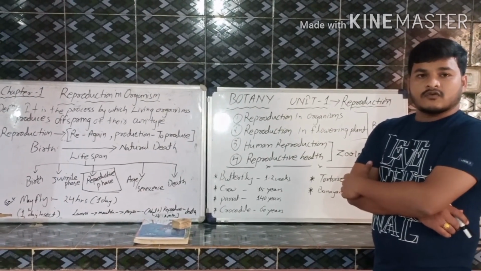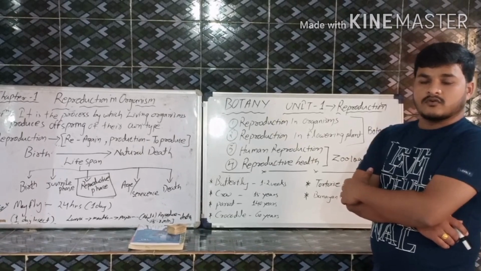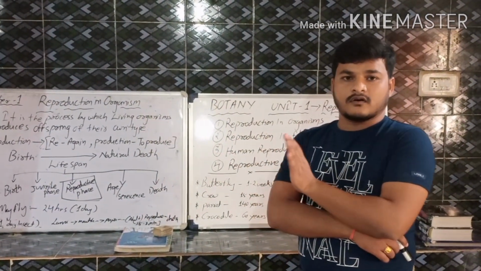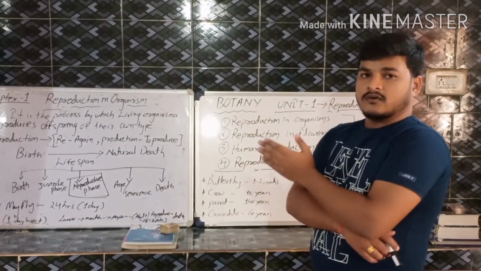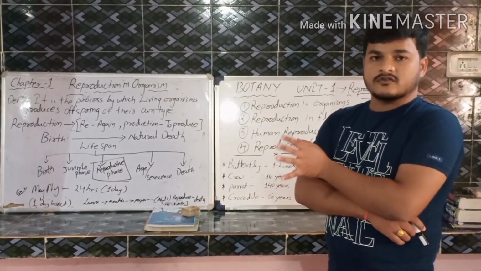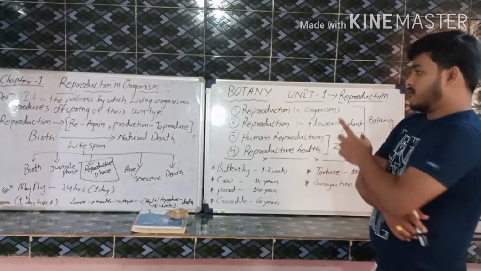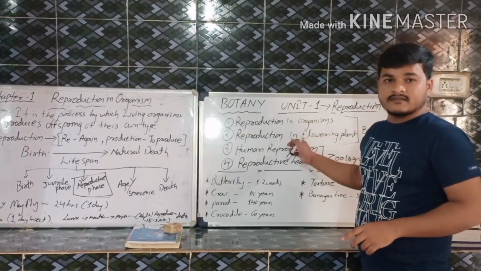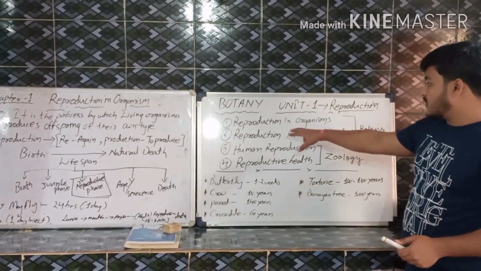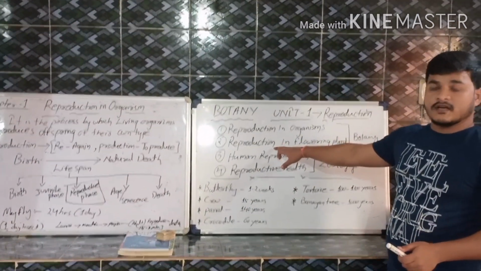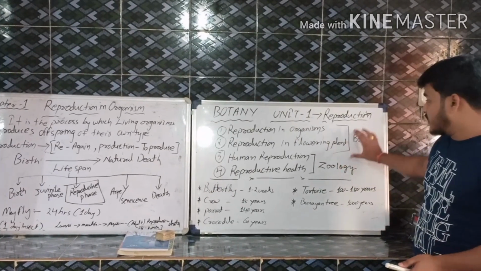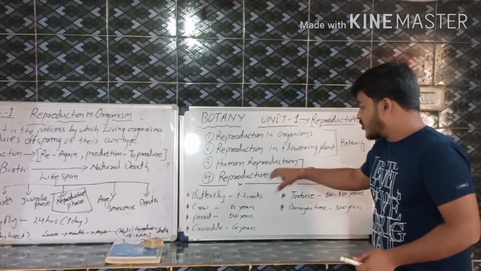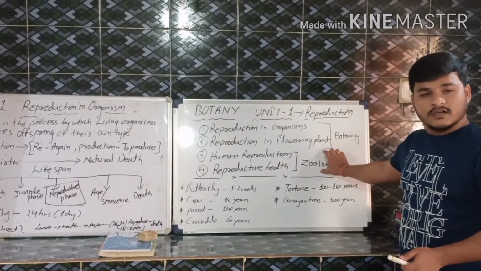According to your NCERT book, for students following the NCERT book, the unit is chapter number 6, which consists of only 4 chapters in the reproduction unit. The first 2 are in botany and the second 2 are in zoology. The first 2 are reproduction in organisms and reproduction in flowering plants. Both are in botany, but human reproduction and reproductive health are both in zoology.